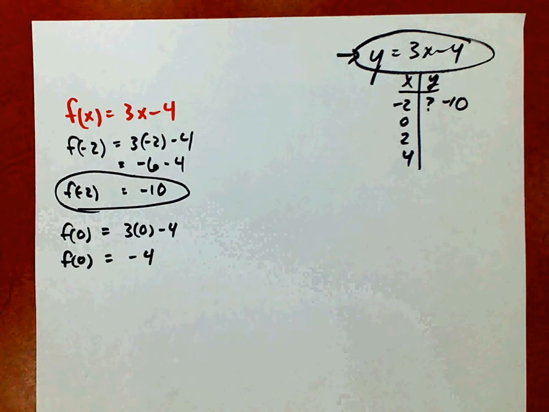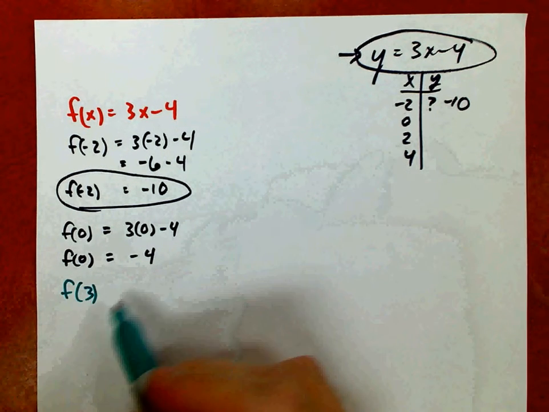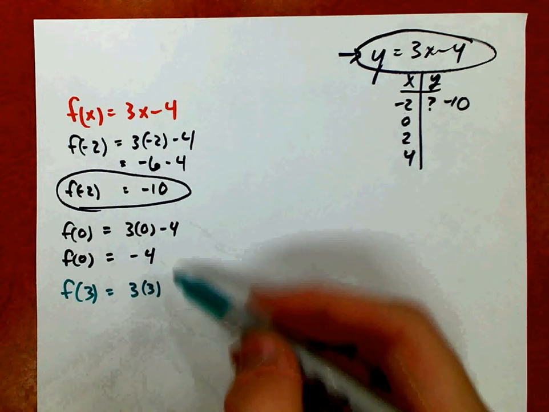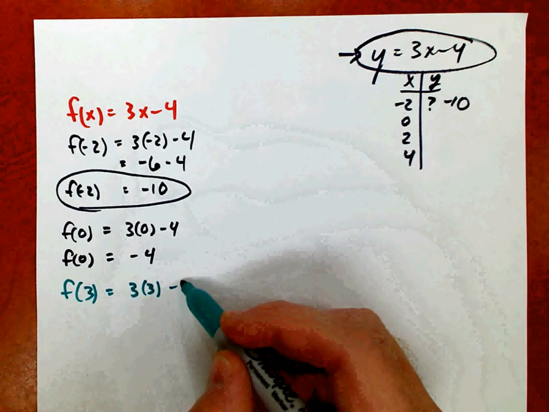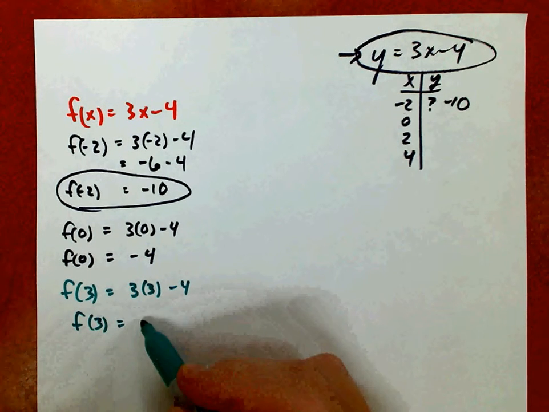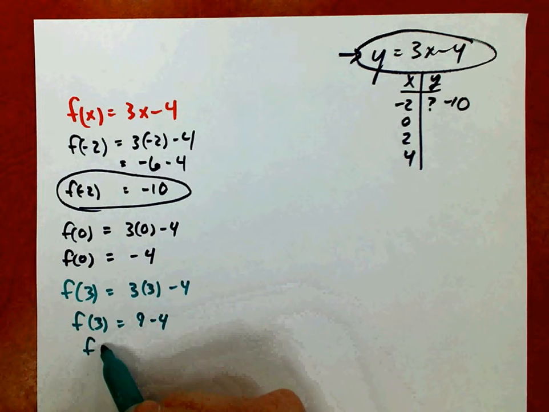Let's try some more. What is f of 3? That's one that we didn't do up here. When I replace the independent variable with 3 and evaluate, f of 3 is equal to 5.